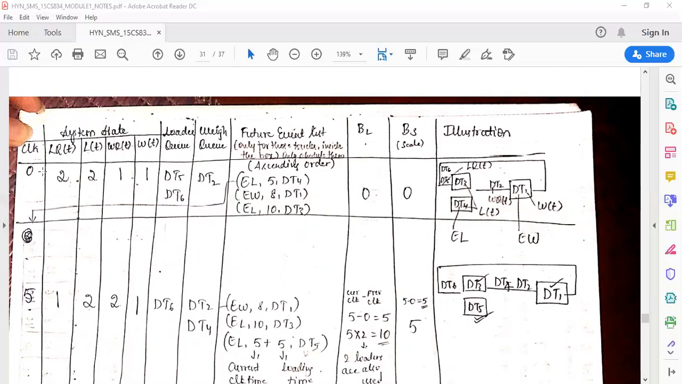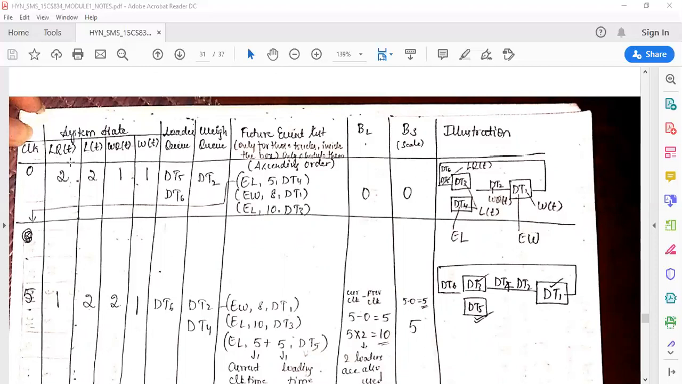Initially always write the clock first. Clock is at 0. And what is the initial condition you have to write? They have told that initial condition is 2 trucks at the scale. So DT1 is on the scale, DT2 is on the weigh queue, and 4 at the loader. So DT3, DT4 on the loader, and DT5, DT6 at the loader Q.